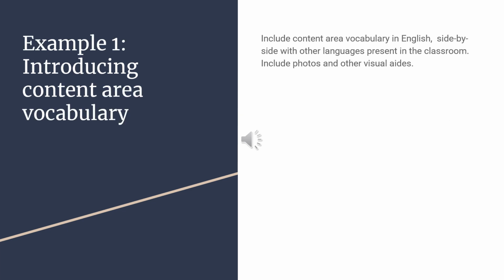My first example of how to implement a multilingual word wall into my classroom is to introduce content area specific vocabulary. A lot of times I see word walls with English side by side with other languages, along with photos and other visual aids so that students can learn the words. Especially if a classroom is learning a specific content area such as addition, there will be words such as addition or sum or addend in English and any of the other languages so that these students can become comfortable with the content area vocabulary.